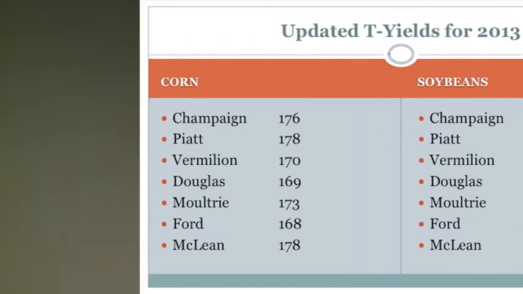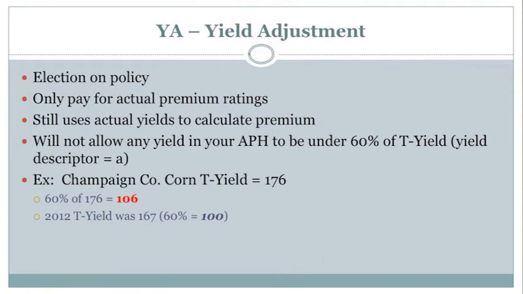Now, we have a lot of people say, well, let's say I had 50 bushel corn last year. How is that going to affect me going forward? I'll talk about that in just a second. What I'm going to show you now is yield adjustment. So this is an election on your policy, just like trend adjustment. And basically on all the policies that we set up, I always recommend having yield adjustment on the policy.